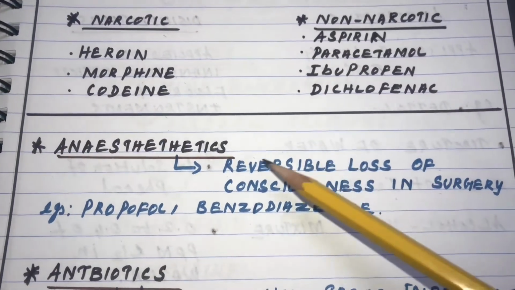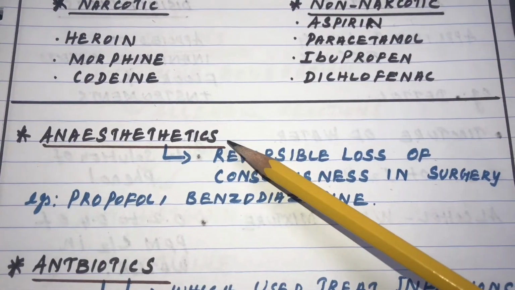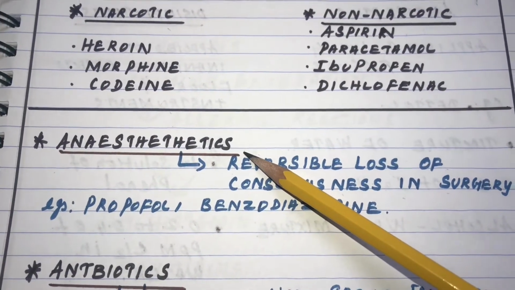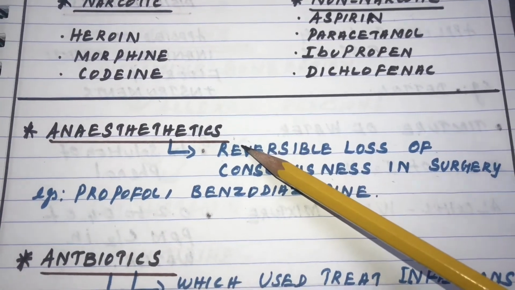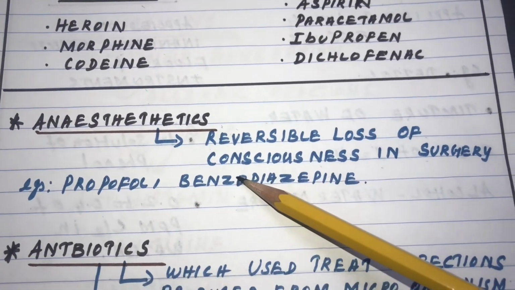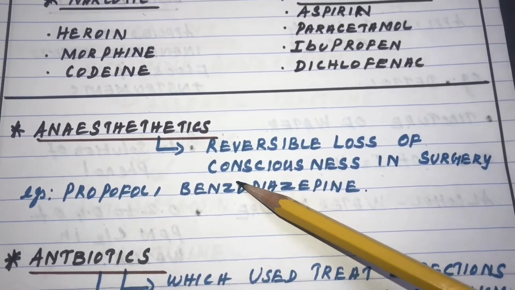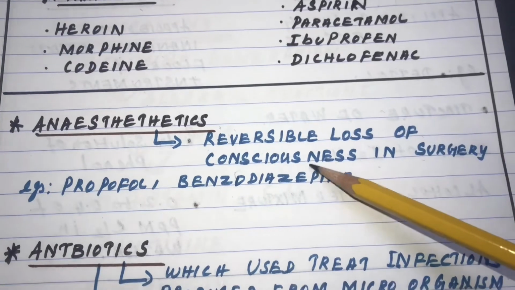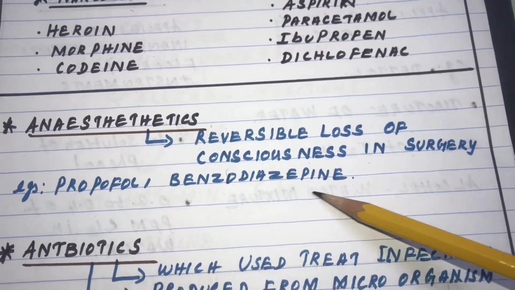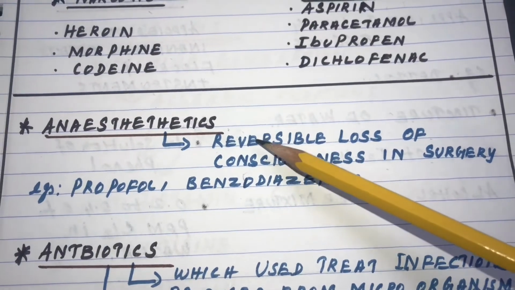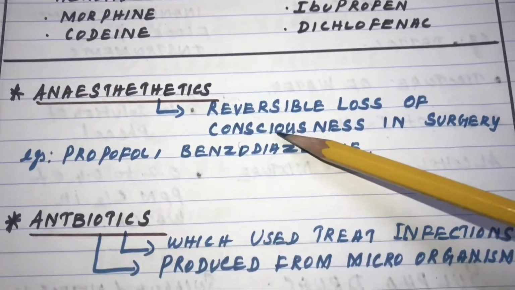There are two types of anesthetic, local anesthetic and general anesthetic. Local anesthetic means the loss of sensation in a particular area. General anesthetic means the whole body loss of consciousness. Propofol, benzodiazepine are examples of anesthetics.